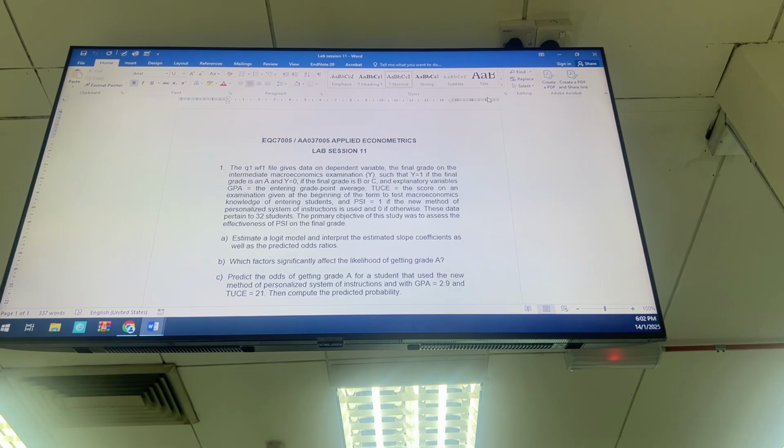So this is the last session, session 11, so we only have 2 questions, both on the use of logistic regression.